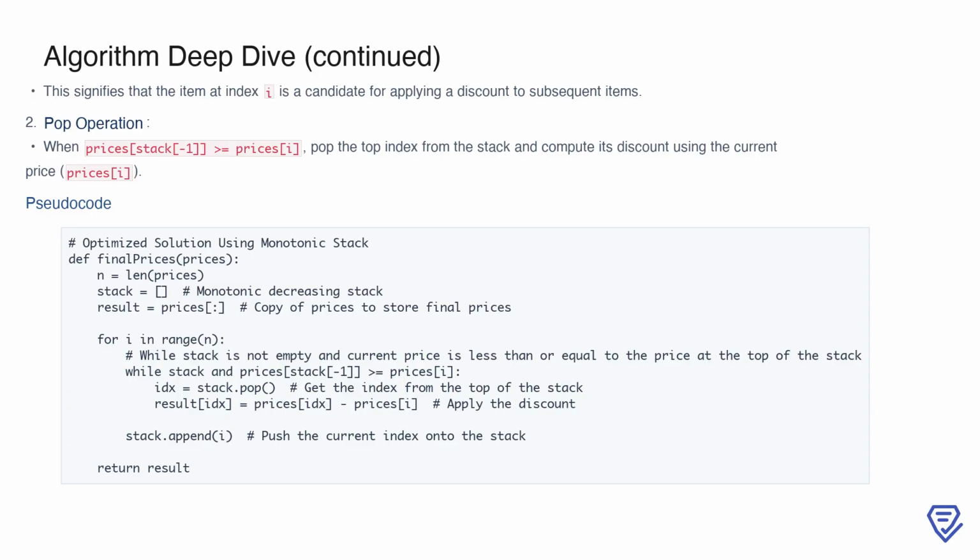First, we initialize the stack and create a copy of the prices array to store the final results. We then iterate through the array. For each price, we check if the top of the stack represents a price greater than or equal to the current price. If so, we pop the index from the stack, calculate the discount, and update the result for that index. After processing the stack, we add the current index to the stack. Once the traversal is complete, the final array contains the adjusted prices, where discounts have been applied where applicable. This efficient process ensures that each element is handled in linear time.